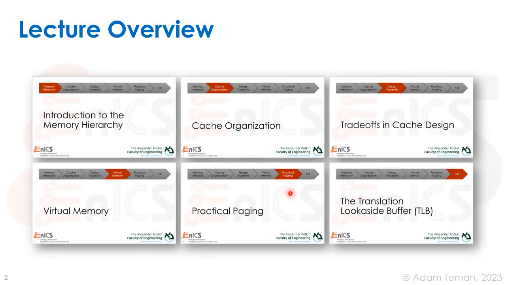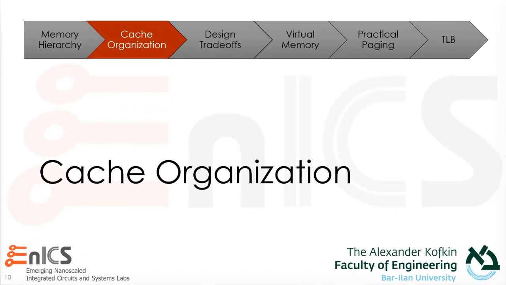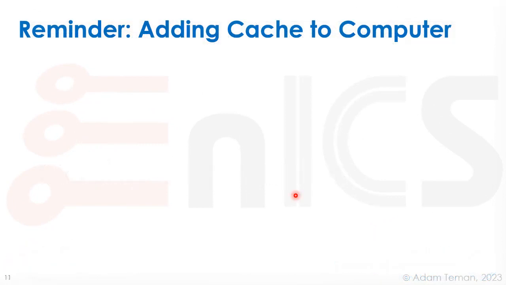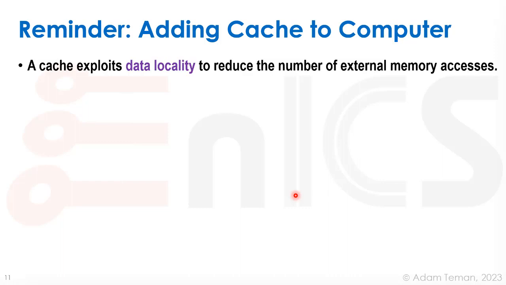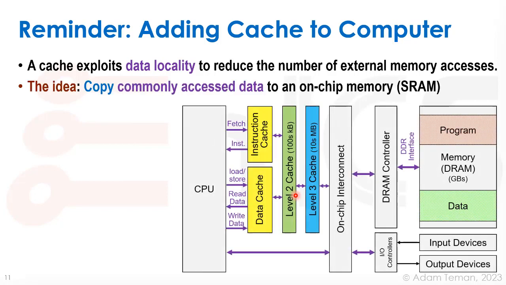After seeing what the memory hierarchy is, now we're going to jump over into cache organization. So just a quick reminder about adding cache to a computer. What a cache is doing, it's exploiting data locality, temporal and spatial locality, to reduce the number of external memory accesses. And the idea is to copy commonly accessed data into an on-chip memory, which is an SRAM.